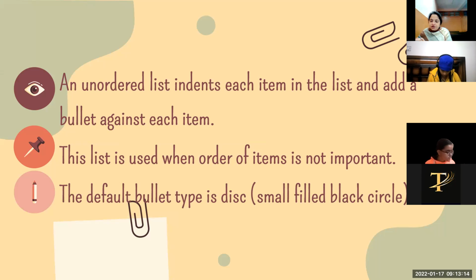Note down the points, beta. An unordered list indents each item and adds a bullet against each item. This list is used when the order of items is not important and the default bullet type is disk. That is the small filled black circle. Clear hai yahan tak? Okay.